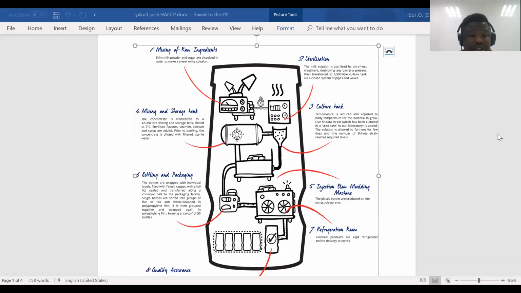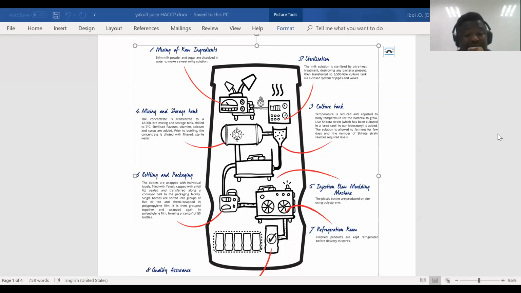So for each of the sections you'll be looking at, that information will be very, very important and should be included in the flow chart: the temperature, the upper and lower critical limits for each of the steps should be fixed in there. Because what we're doing now is just the flow chart. After the flow chart, the next thing is to look at each of the steps and identify the hazards that can happen in each of them, whether physical, chemical, or biological.